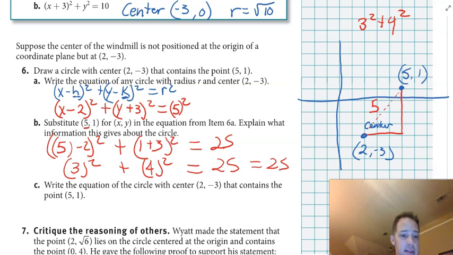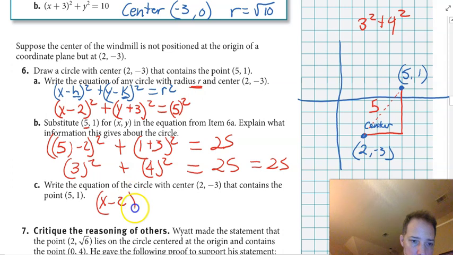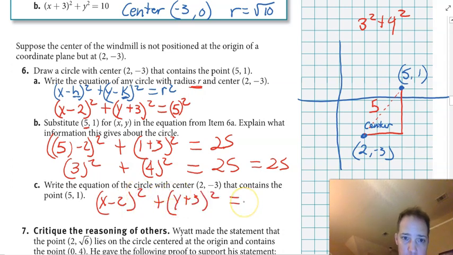So next one, C, says write the equation of the circle with center at 2, negative 3 that contains this point. We've already done that, right? Oh, whoops. I was supposed to do it with radius r up there, but we already figured out the radius. Oh, I guess part B was another way to find the radius. If you just know the center, you could plug it in and find the solution to get the radius. I guess that's another way to do that one.